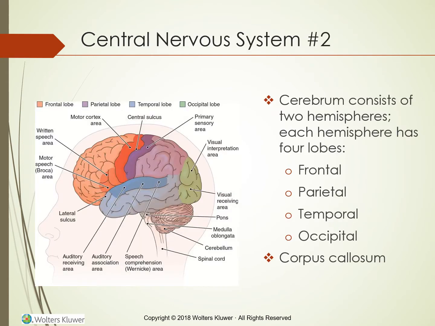In review, the cerebrum consists of two hemispheres connected by the corpus callosum, a band of white fibers that acts as a bridge for transmitting impulses between the left and right hemispheres. Each hemisphere has four lobes: frontal, parietal, temporal, and occipital. The cerebral cortex is the surface of the cerebrum.